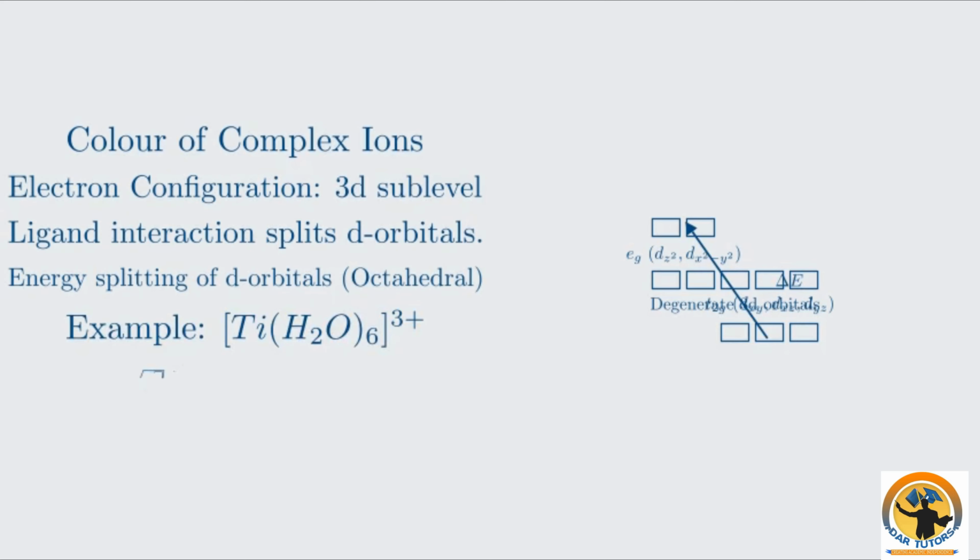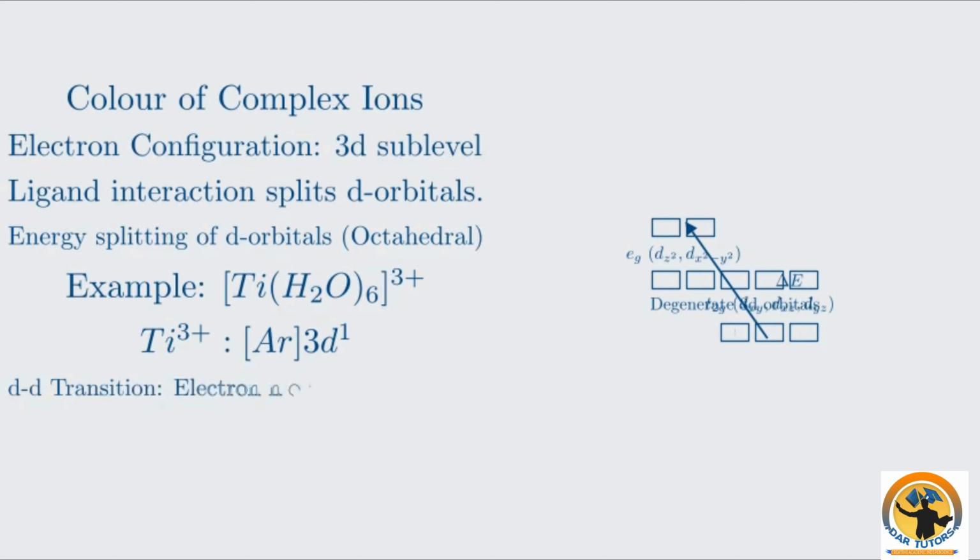Now let's consider the titanium-3 ion in the hexaaquatitanium-3 complex, [Ti(H2O)6]3+. Ti3+ has a 3d1 electron configuration. In the complex, this single electron occupies one of the lower energy t2g orbitals. When white light is shone on the solution, the electron can absorb a photon with energy equal to ΔE. This promotes the electron to one of the higher energy eg orbitals. This process is called a d-d transition.